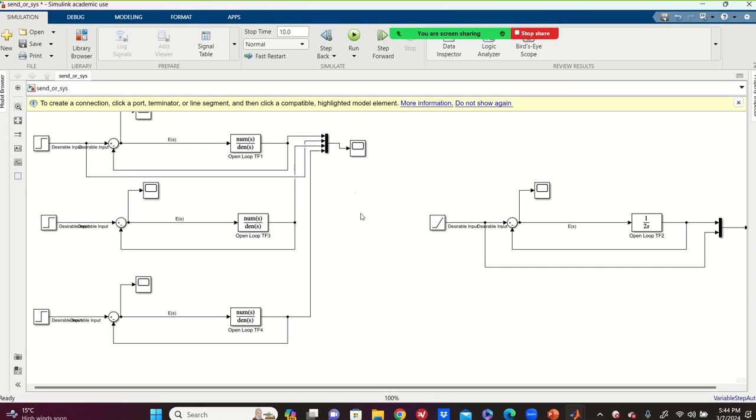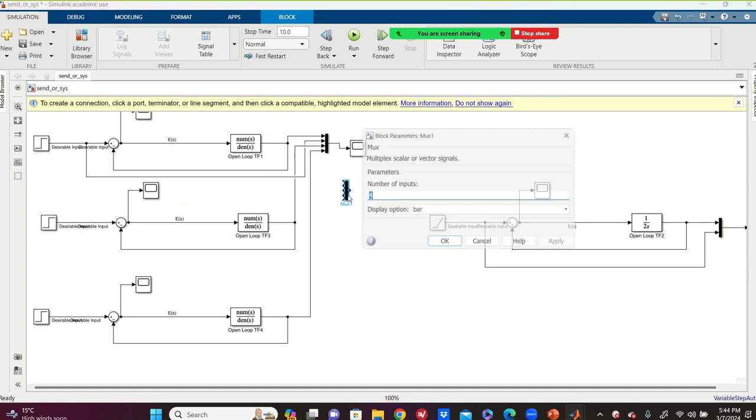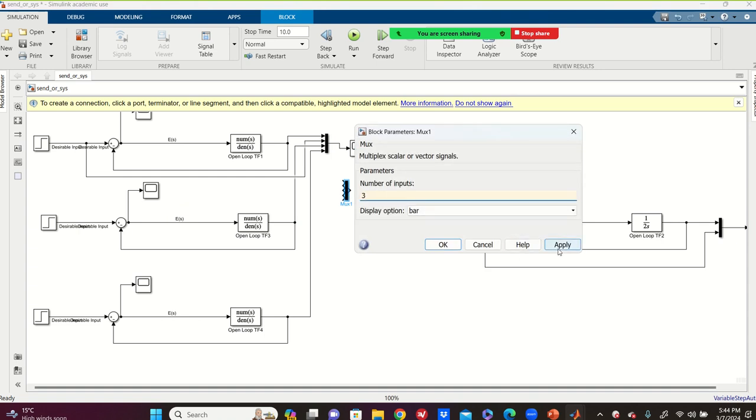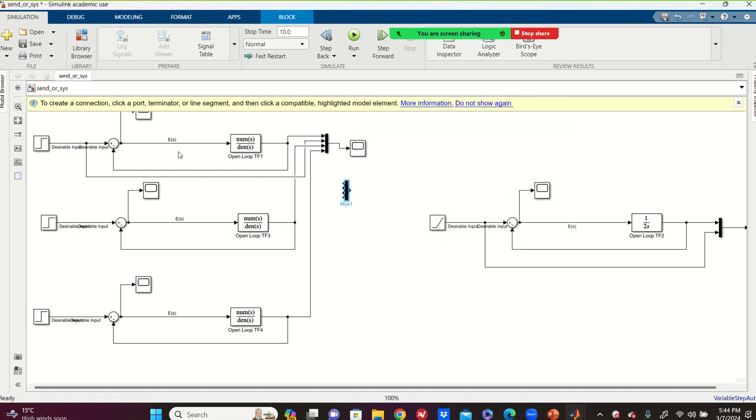Okay, and the error signals, I'm going to do the same. I'm going to put a max here, copy and paste, and we have 3 error signals. Here we go. And I'm going to copy and paste this here.